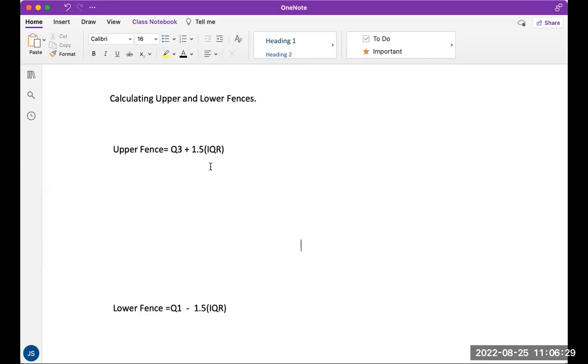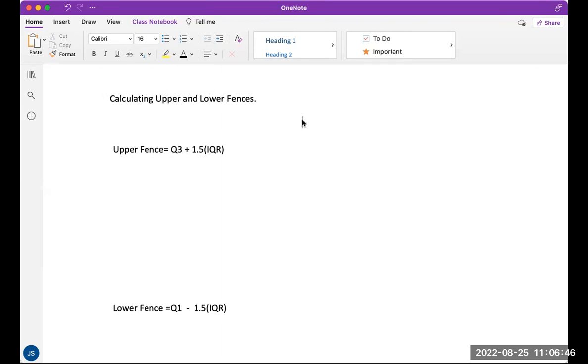Hi, I'm doing this video to help you find the upper and lower fences of a box plot. Let me share my screen. You just follow this formula. To find the upper fence, you take the third quartile and add 1.5 times the IQR. The IQR is the interquartile range.